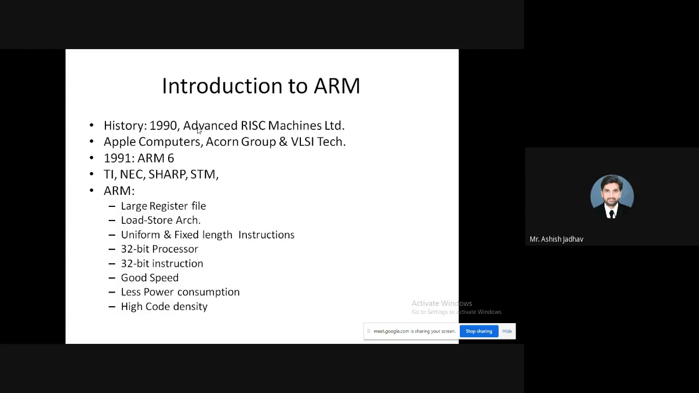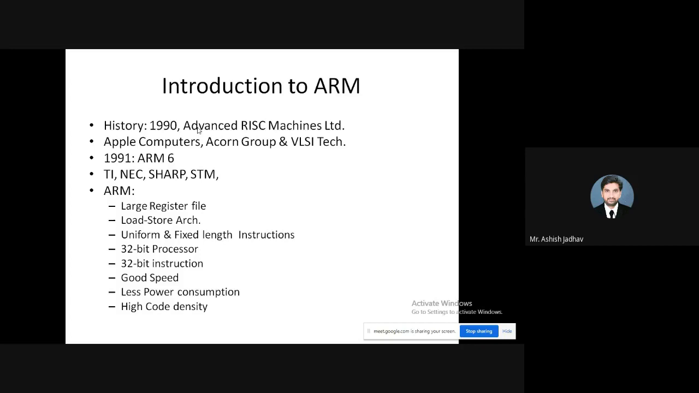Then we have uniform and fixed length instructions, right? So all the instructions are either 16-bit or 32-bit. Then we have a 32-bit processor. That means your processing capability is 32-bit. At a time you can do 32-bit addition or 32-bit subtraction, a lot of operations that may be arithmetic or logical operations can be performed by using this ARM Cortex-M3 processor.